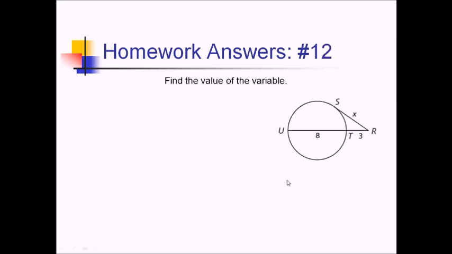For number 12, we can use c squared equals a times a plus b, because we have a tangent and a secant together. So x squared equals 3 times 8 plus 3. That's 3 times 11, so 33. And then we just take the square root of that, so radical 33, final answer.